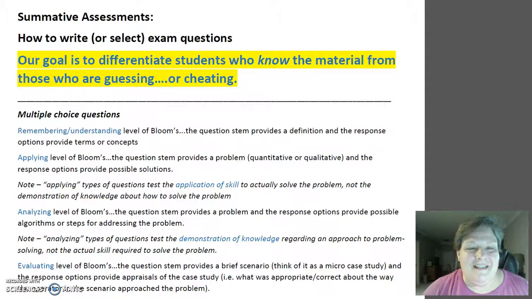Hi, this is the second installment in our series on summative assessments. We're going to talk a little bit about how to write or select the exam questions if you're planning to provide a midterm exam or a final exam.